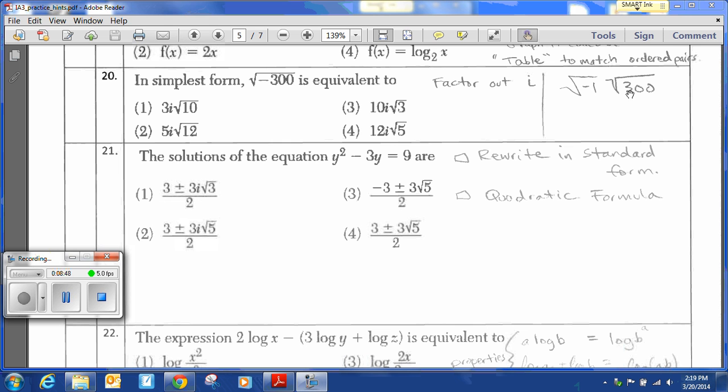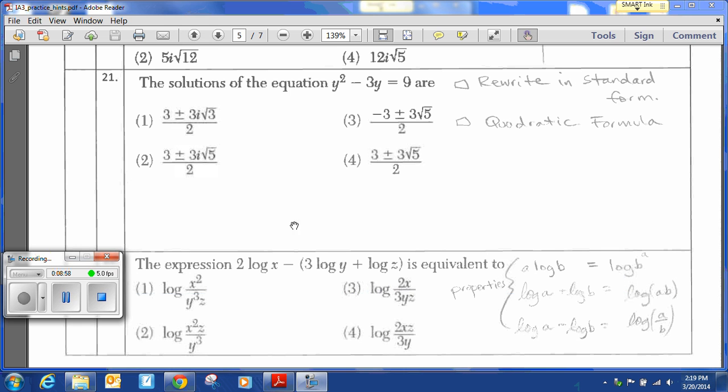Radical negative 1 becomes i, and then radical 300 can be broken down to radical 100 times radical 3, and radical 100 is a perfect square. You want to rewrite number 21 in standard form, subtract 9 from both sides, and then apply the quadratic formula. Pretty typical problem.